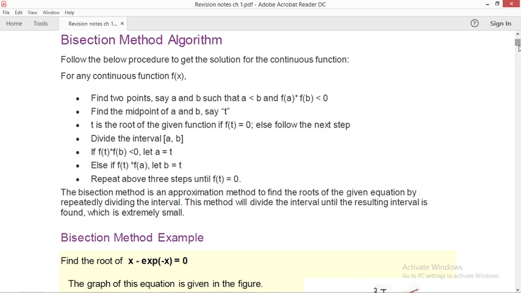Now we divide that interval a and b into two parts where t is the midpoint. So now if f of t into f of b is negative, then a is replaced by that new t. Or if f of t and f of a, the multiplication of those two terms, are negative, then b is replaced by t. Now we have to continue doing these steps until we get f of t as 0. Now in any example, you will always be given up to how many significant figures you have to continue. So it will depend at what point you will stop doing the iterations.